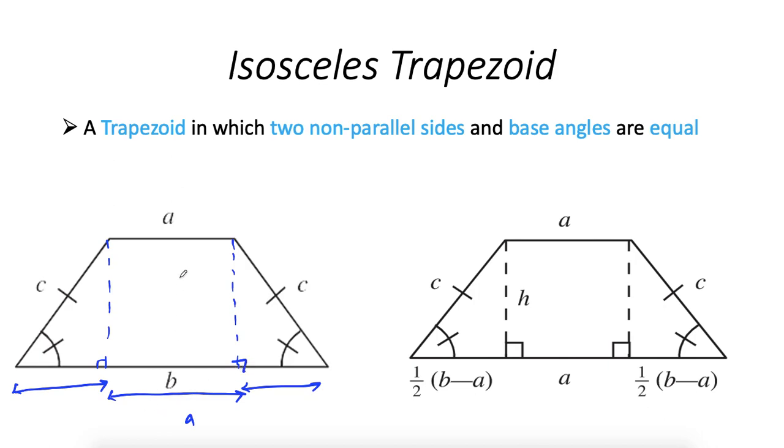So what will that be? That will be B minus A, and there will be half on both sides, divided by 2. So this will be B minus A divided by 2, and this will be B minus A divided by 2 as well. So in this set, it is very easy to find the area. Just divide into two triangles and one rectangle.